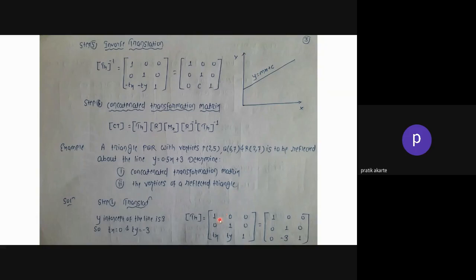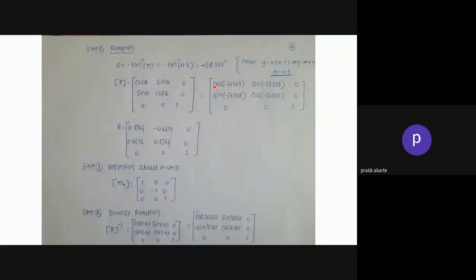So our translational transformation matrix is 1, 0, 0, 0, 1, 0, dx, dy, and 1. We are not saying anything about dx because there is nothing to do with the x-axis or x-intercept. On the y-intercept, we have to make it minus 3. Once we make it minus 3, your line is passing through origin, and your entity is also translated by that much distance. So this is the first transformation, translation. Second, rotation. Now for rotation, we want the theta. So for theta, we want m.